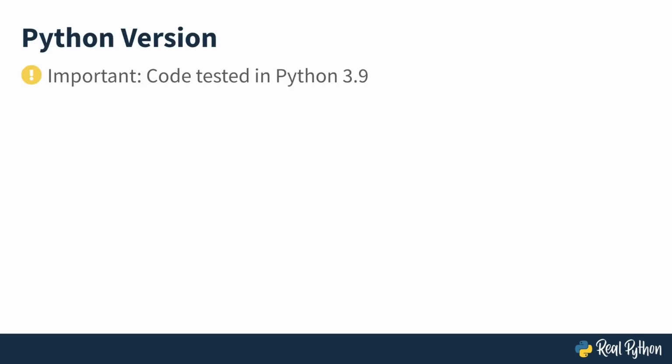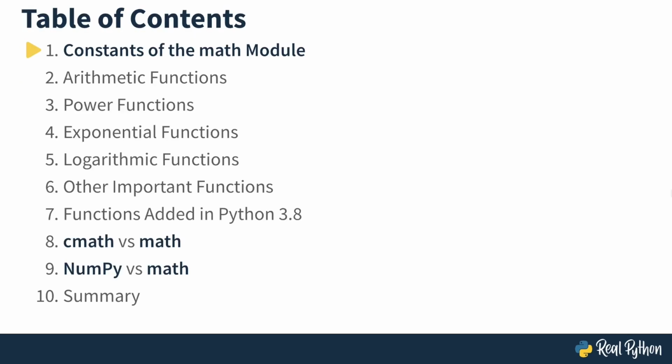Now, I'm eager to get going, and I bet you are too, but one last important thing before we do. All of the code in this course was tested in Python 3.9. You should be fine with Python 3.8, and probably even as low as 3.5. But if you do want to test the new functions that were added in Python 3.8, you may want to have at least that version of Python installed. All right, enough with the particulars. Let's get going with this course. We'll start by taking a look at the constants defined in the math module.